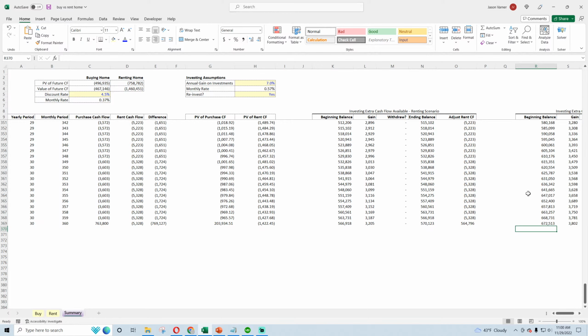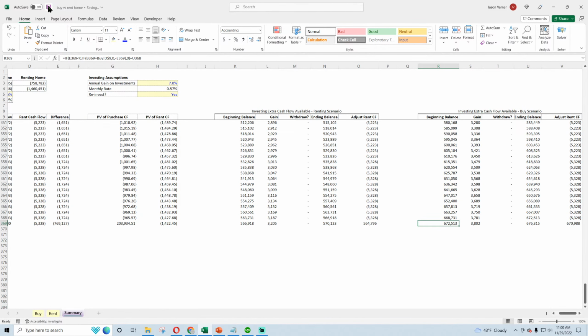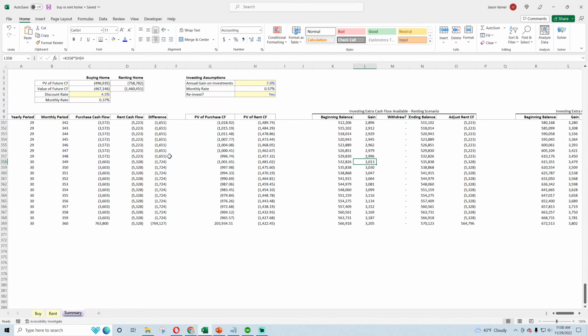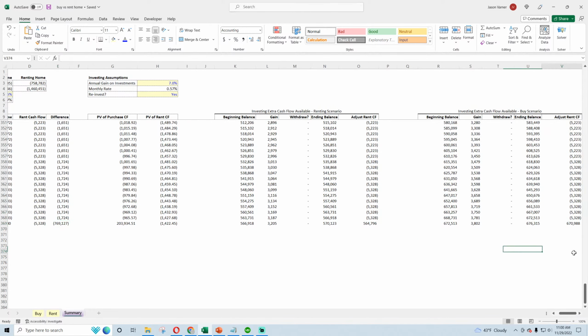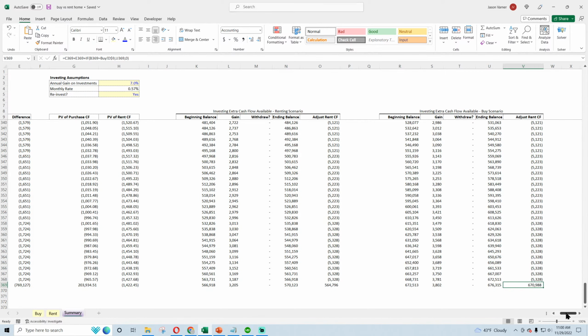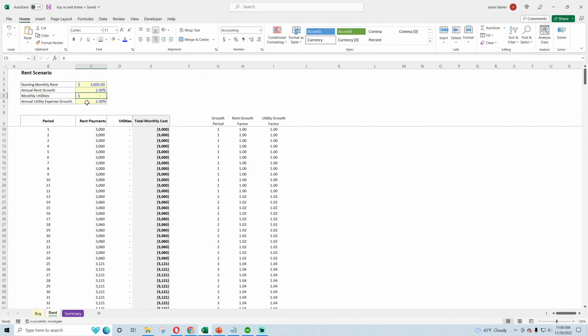Perfect. Okay, so all we're showing here is essentially the difference in cash flows being invested. And the main difference of what can be invested is going to be based on the difference in initial cash flows of buying versus renting initially. And then at the end, so here we actually are getting $670,000 from this difference. All this is saying is it's cheaper to buy in this case than rent.